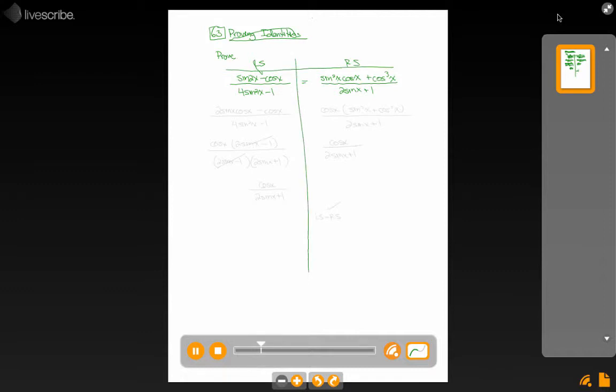First thing you might want to look at right away is you have a double angle there, which means we do need to change that to 2 sine x cos x minus cos x on this left side over 4 sine squared x minus 1.